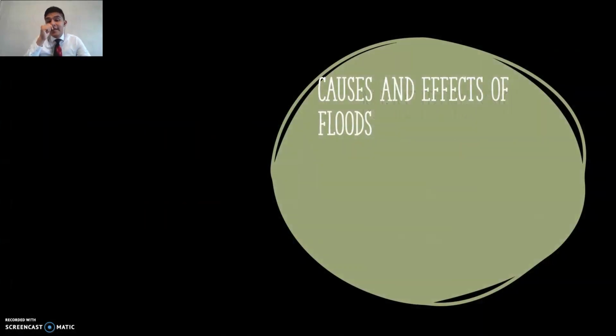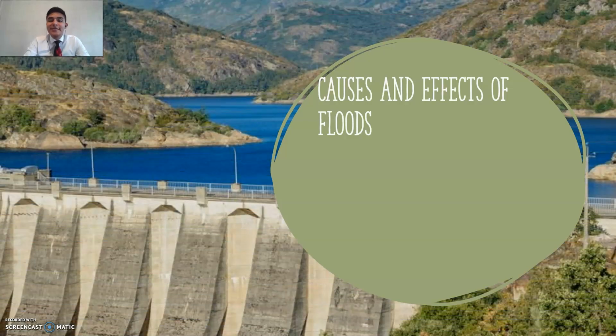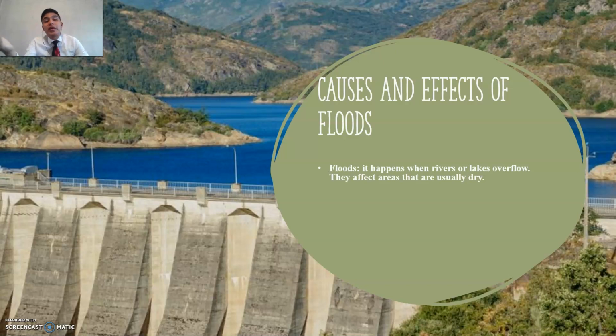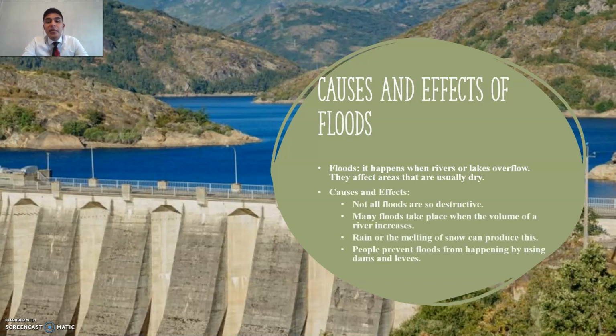All right, now we have causes and effects of floods. And here we have a dam. I'm going to tell you why that is related to floods right now. So what are floods in the first place? It happens when rivers or lakes overflow, and they affect areas that are usually dry. So when there is a change in the density of a river or a lake, what's going to happen is that water is going to come out of those water portions. So basically they are going to affect, in this case, we talk about humans, the people that live around those portions of water.